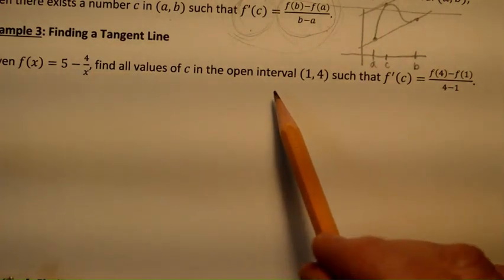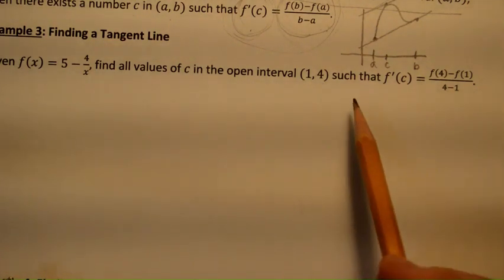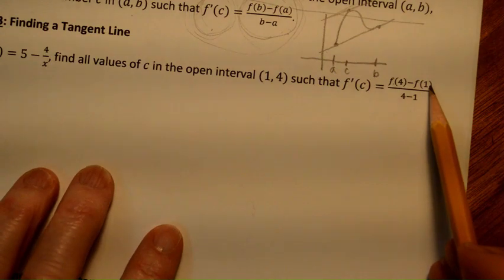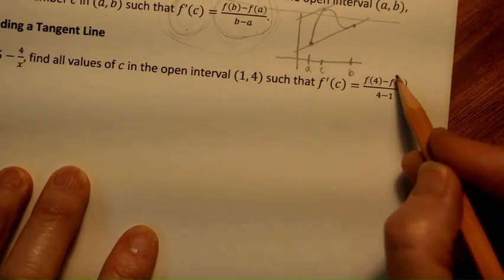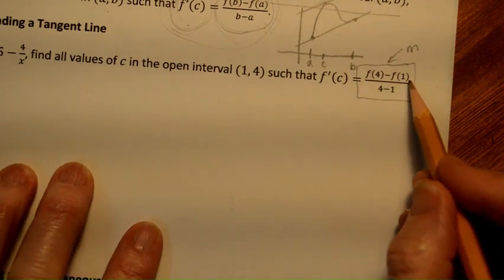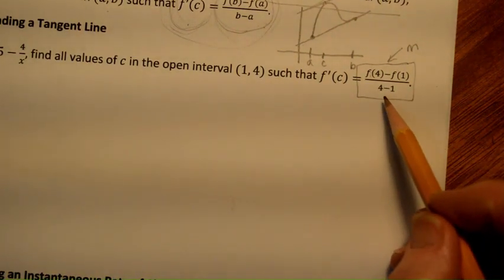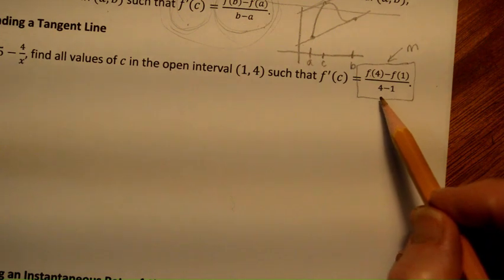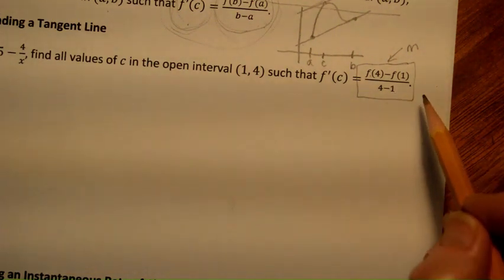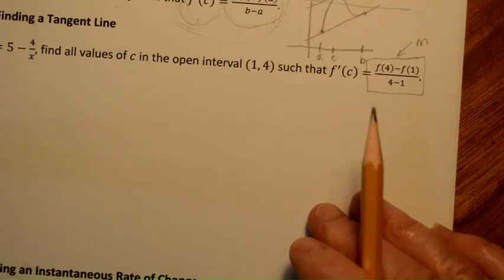Find all values of c in the open interval 1 to 4 such that f prime of c equals f of 4 minus f of 1 over 4 minus 1. Again, don't look at this as anything other than just the slope of the line that goes through the ordered pair 4 comma something, we don't know what that is yet, and 1 comma something, right? So it's the slope between those two points.